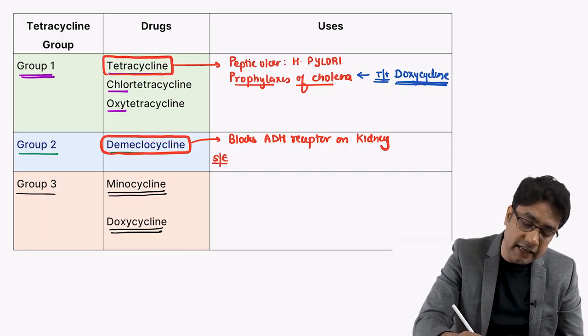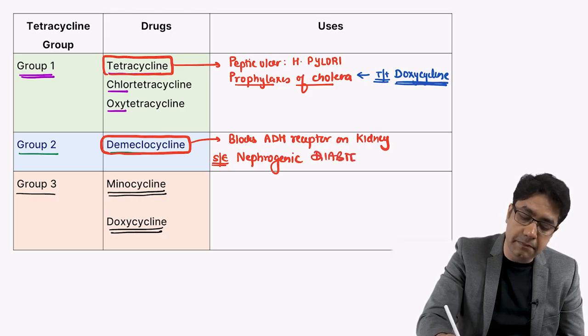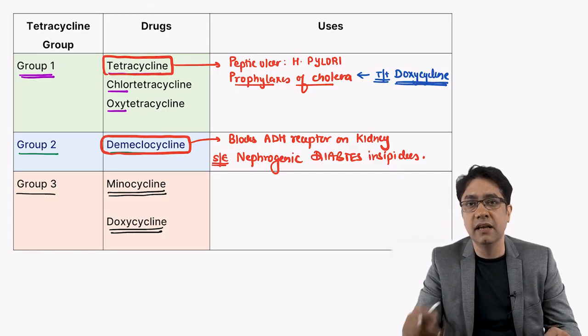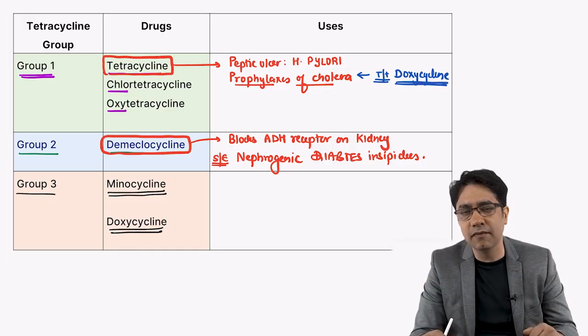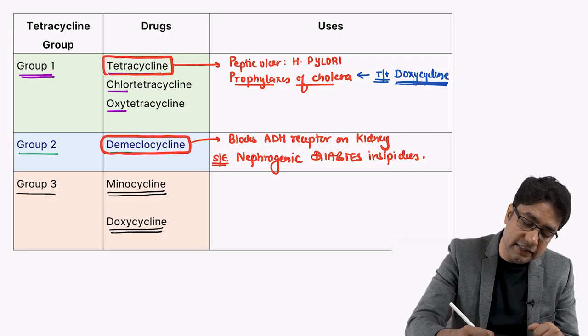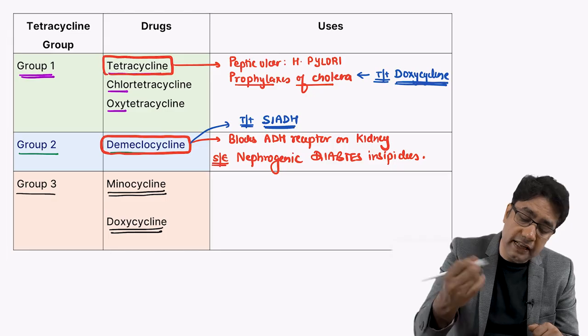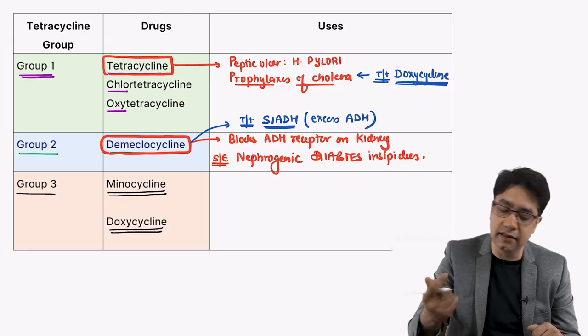This disease we have discussed in great detail in kidney. This side effect is known as nephrogenic because it is acting on the kidney. ADH is not able to act. It is known as nephrogenic diabetes insipidus. So because it is blocking ADH receptor, can we give demeclocycline when in our body we have excess of ADH hormone? Yes, demeclocycline is given in the treatment of SIADH, which stands for syndrome of inappropriate ADH secretion, in which there is excess of ADH hormone in the body.